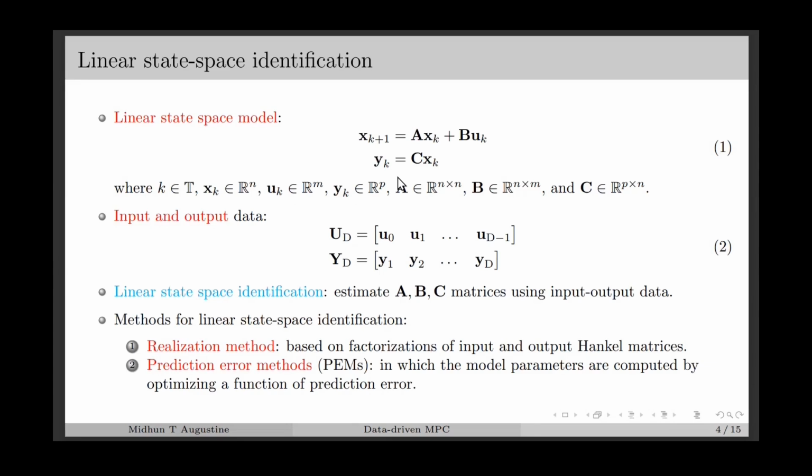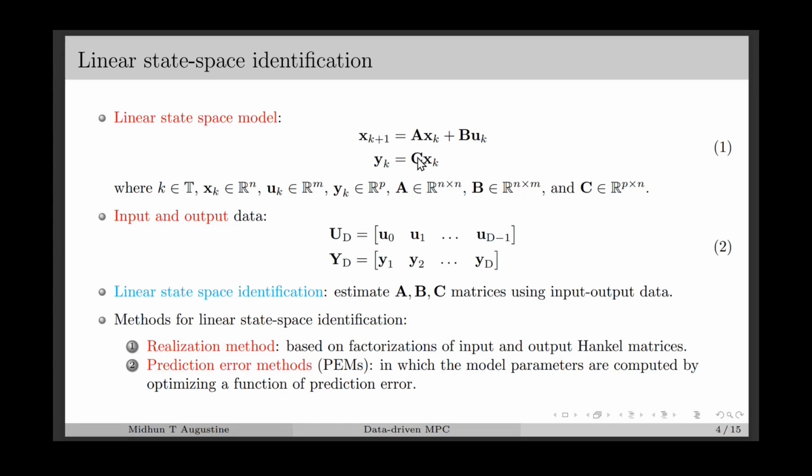Let's recall the linear state space model from the previous lecture, which can be represented as in equation number 1. Here, the model parameters are the system matrix A, the input matrix B, and the output matrix C, which are considered to be unknown in the case of system identification problems.